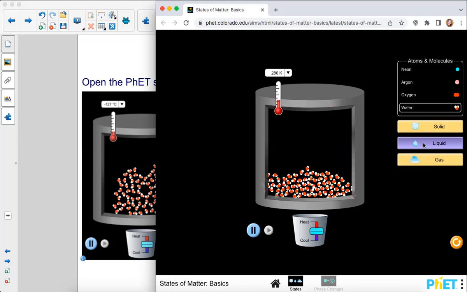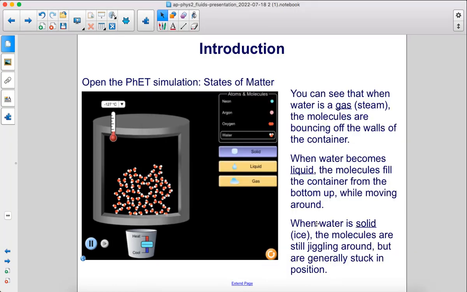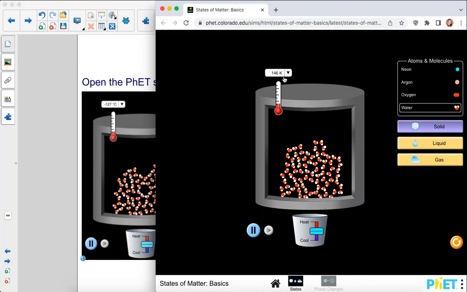So go to liquid. We can see that this is a cooler temperature. Water is a liquid. It's filling the bottom of the container, but the molecules are still moving around, just jiggling. When water is solid, also known as ice, the molecules are still jiggling around, but are generally stuck in position. So here we'll go to solid, much colder temperature, and here is a block of ice. The molecules are still jiggling around, but less so than before.